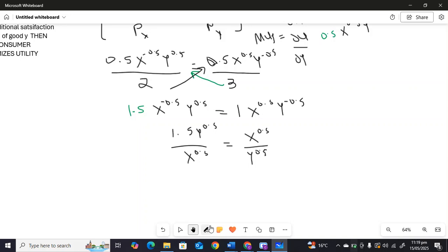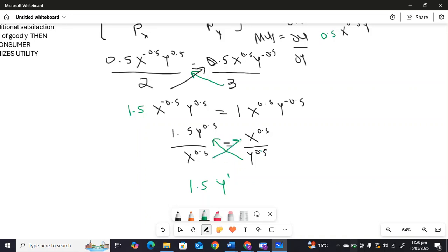Then you have to cross multiply again, because we want to make one of these variables the subject of the formula. All right, so multiply 1.5 y to the power 0.5 times y to the power 0.5, we get 1.5. Now, if you remember with indices, when you're multiplying the same base, you add the indices. So y to the power 0.5 times y to the power 0.5, same bases, so you add the powers. So 0.5 plus 0.5 gives you 1. So you get 1.5 to the power y.